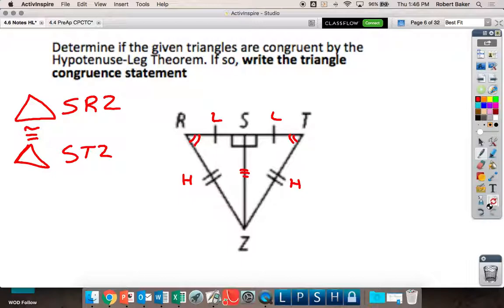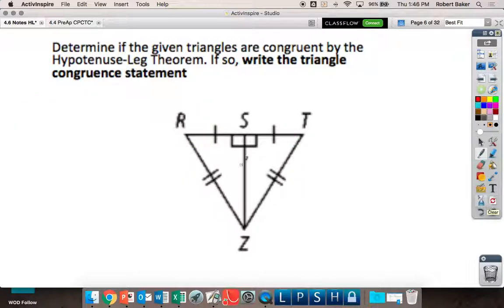If you started over, you could have said that this line was the same as itself, and then you could have used the side, side, side to prove that those two triangles were congruent. Or you could have started over and said this line was congruent to itself, and you could have said side angle side would prove they were congruent, right? But no one said anything about the shape in general.